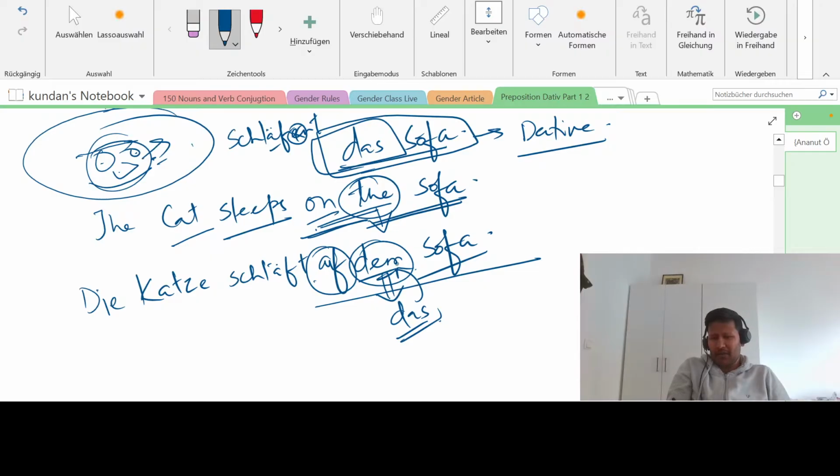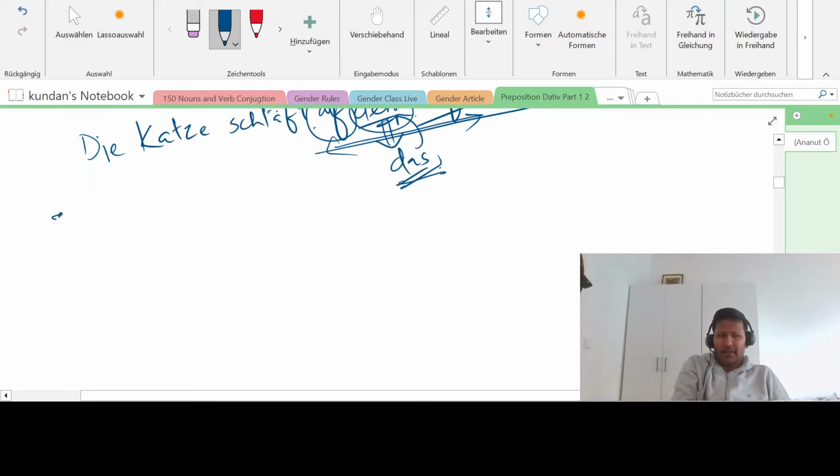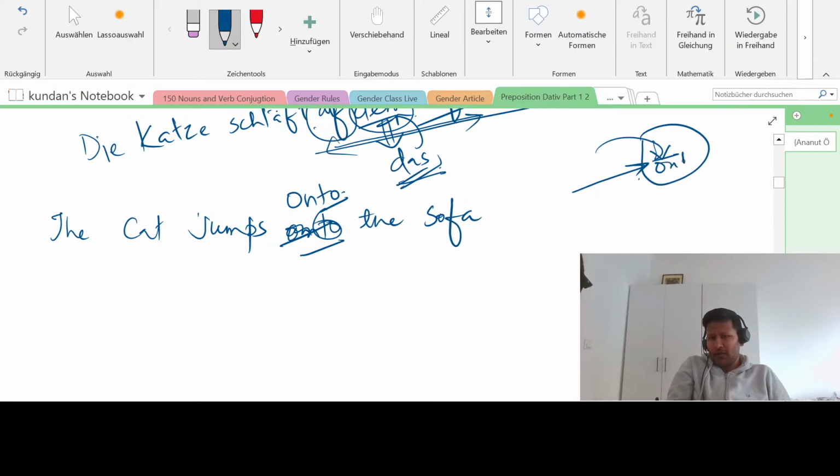Sometimes it is in Akkusativ, sometimes in Dativ. But because it is location, that's why it changed to Dativ. Now, if I give another example, the cat jumps onto the sofa. Whenever you say there's a jump, there is always onto. It's a movement, right? This sofa, it is going to this place, onto. Jump to, on to, right?